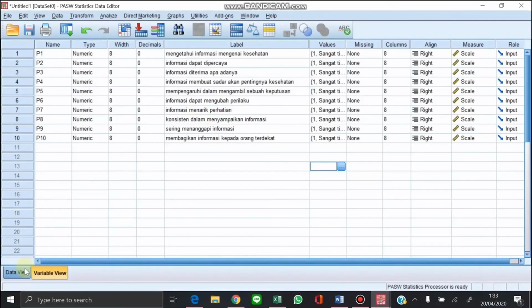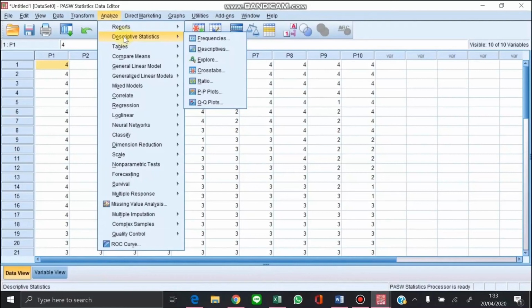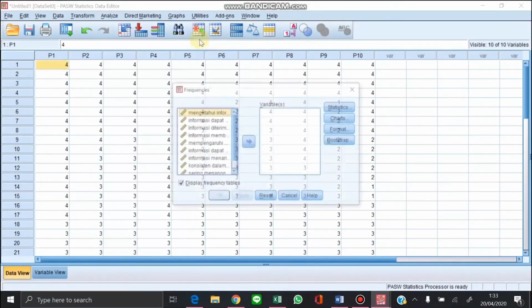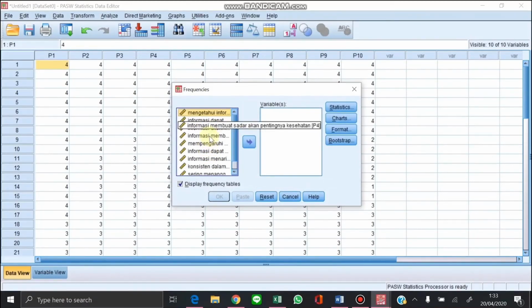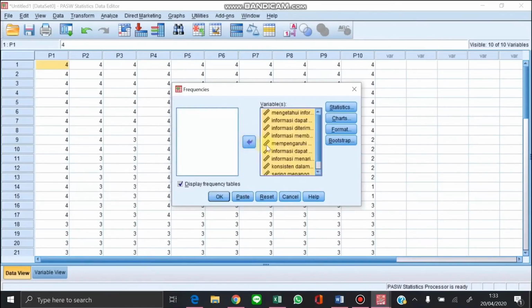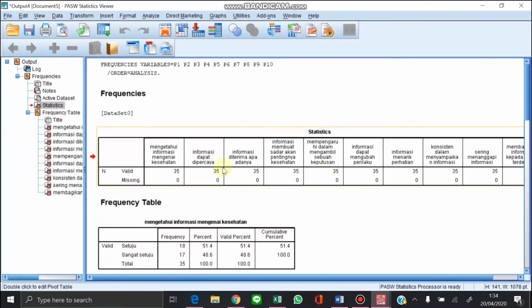If it's like this, then go to the data view, click Analyze, click Descriptive Statistics, then click Frequencies. We choose all of the questions by clicking Ctrl+A. Then move them to variable, then click OK. The summary of the data will appear. There are 35 respondents for each item, then there are the summaries of each question.